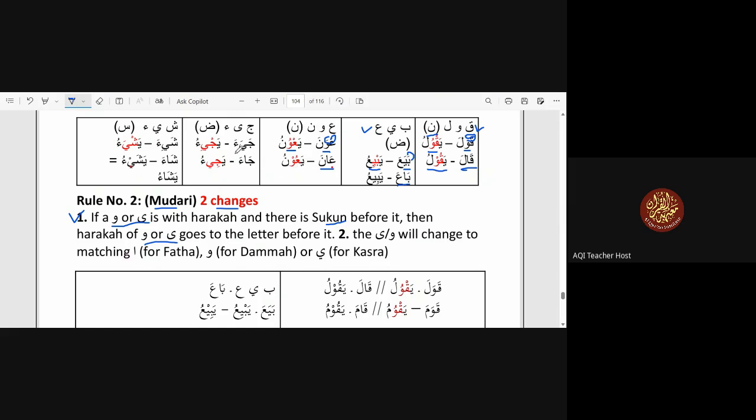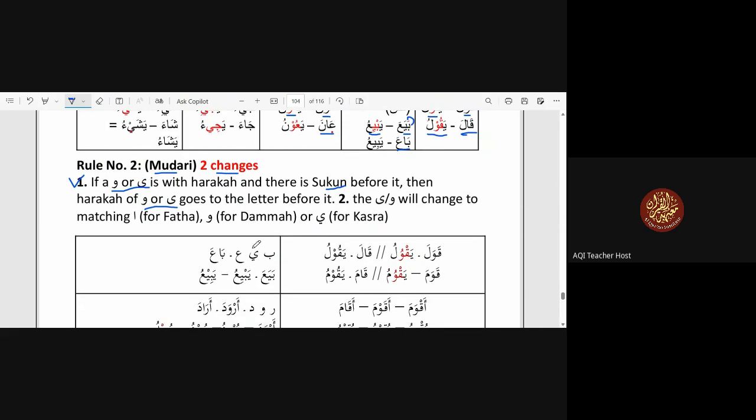Okay, so same, jaya'a, yaj'i'u, and after the operation, it is yaji'u. Okay, same with this one, sha'iya, yashya'u, and after the Ta'lil process, the exchange of the haraka, it becomes yashi'u. Okay, so this is the rule number two.